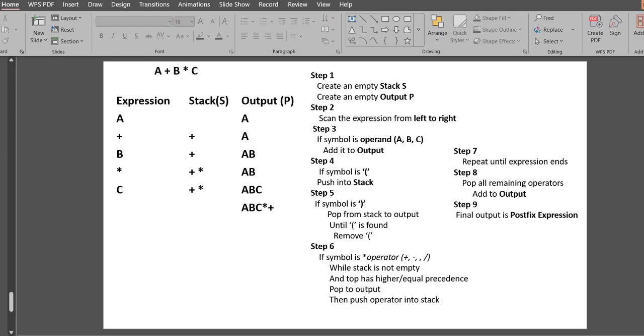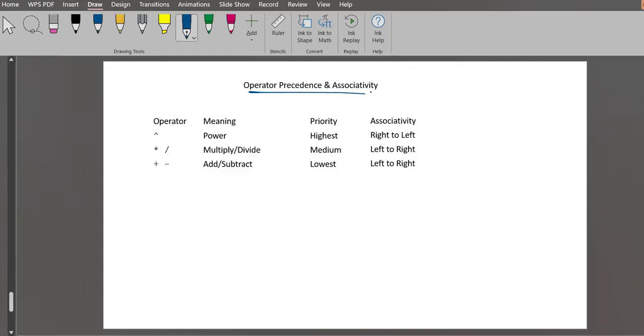So before starting, we have to remember the operator precedence and associativity. So basically, what is operator precedence? The precedence decides which operator is evaluated first in an expression.